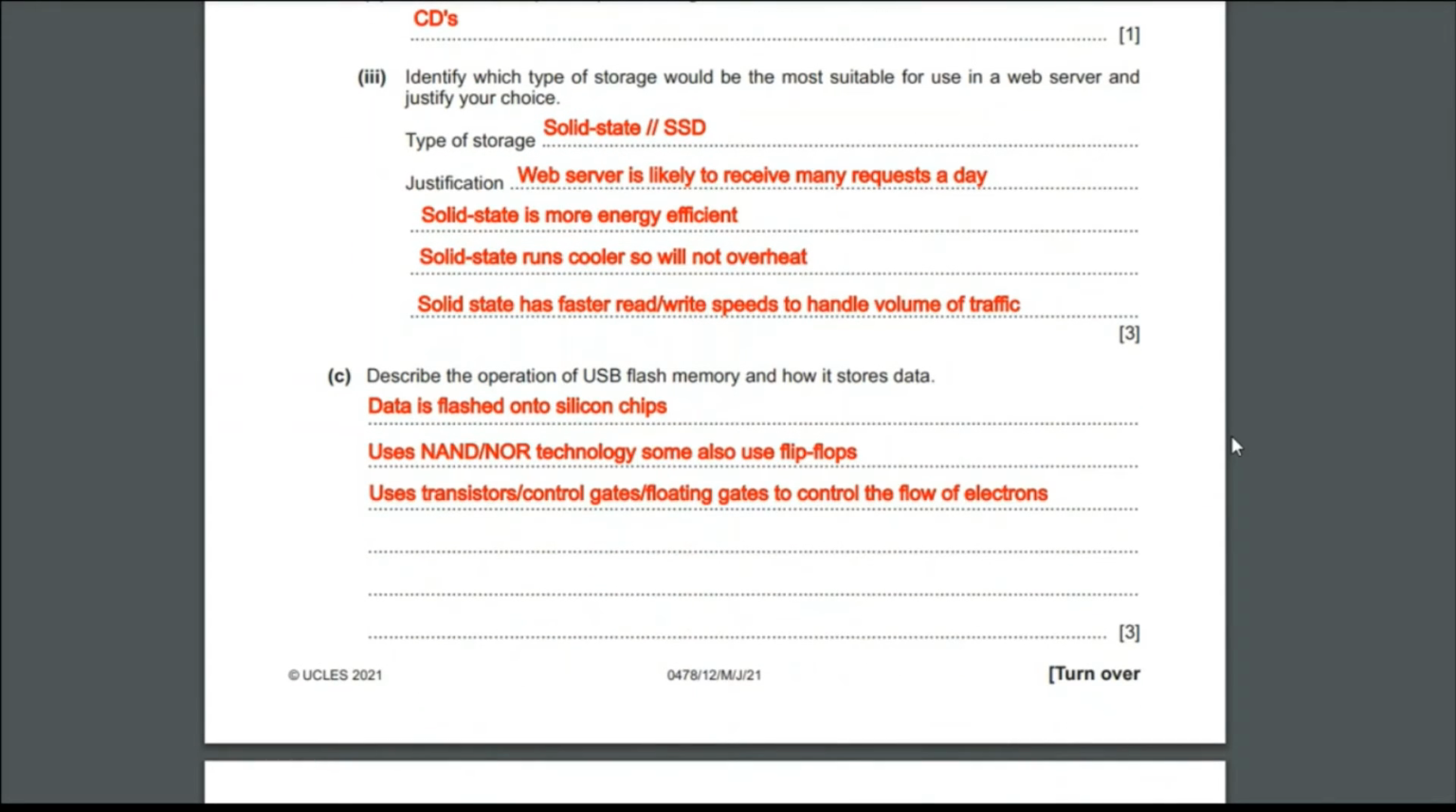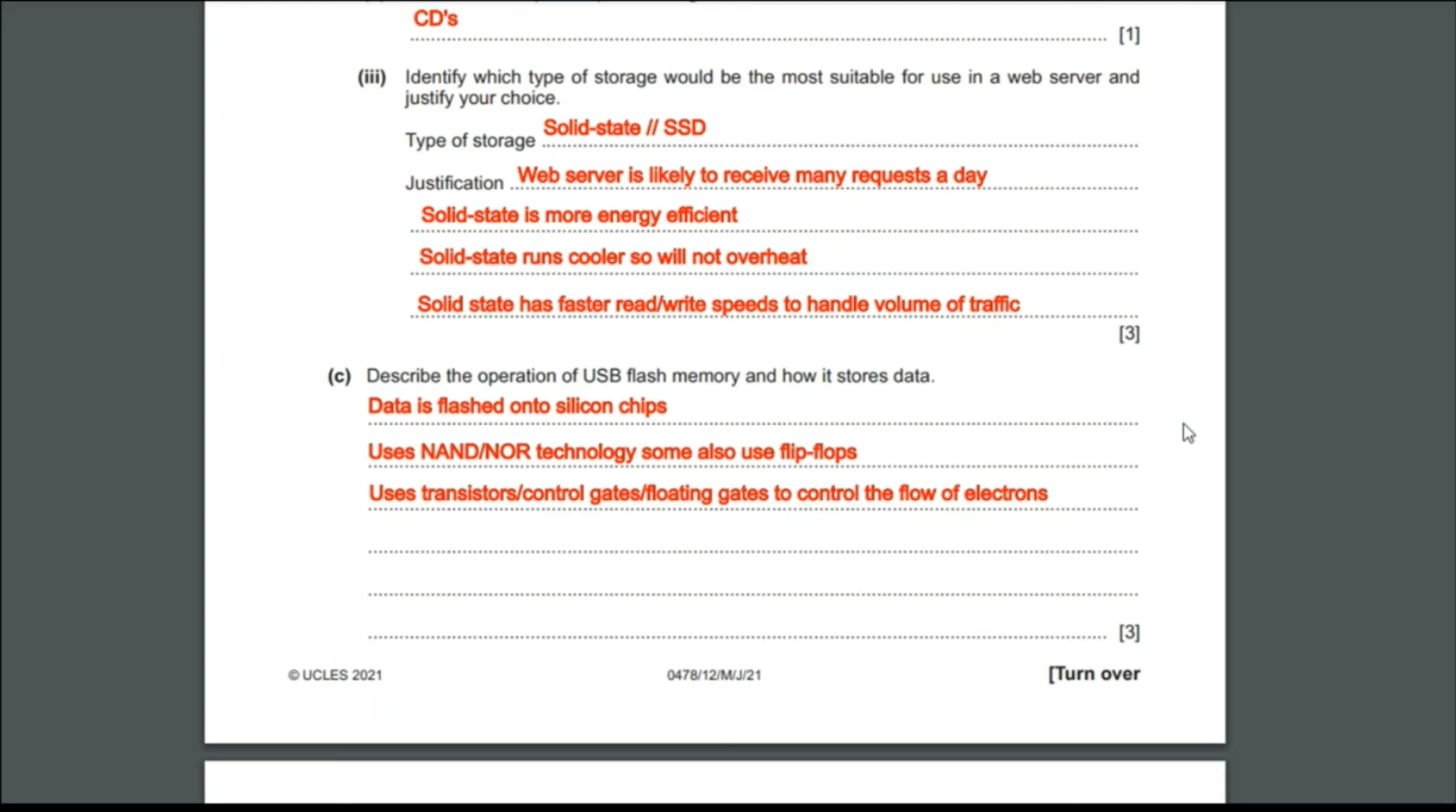And the C subdivision is to describe the operation of USB flash memory and how it stores data. So in a USB flash memory, the data is flashed onto silicon chips and uses NAND and NOR technology, same as the use of flip-flops. It is somewhat similar to SSDs, and USB flash memories also use transistors and control gates to control the flow of electrons within them. So this is how the USB will store data.